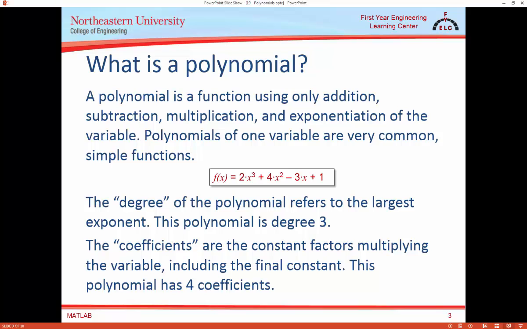The degree or order of the polynomial refers to the largest exponent. So this polynomial is of degree 3 because the largest exponent is x cubed. The coefficients are the constant factors multiplying the variable, including the final constant. So this polynomial has 4 coefficients. In order they are 2, positive 4, negative 3, and positive 1.